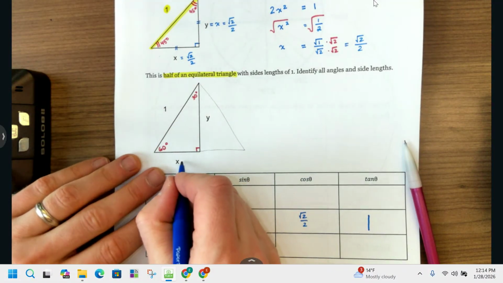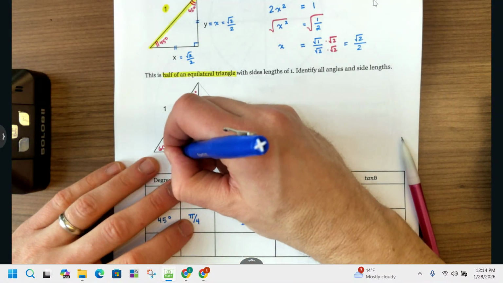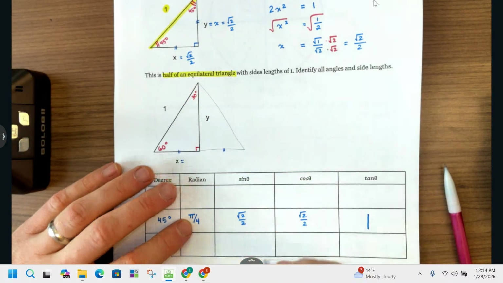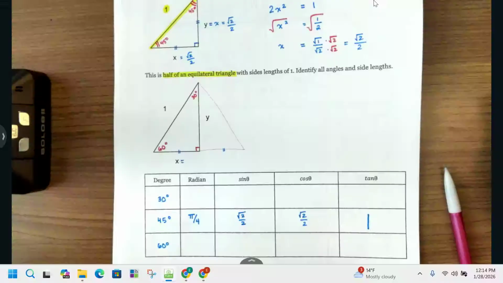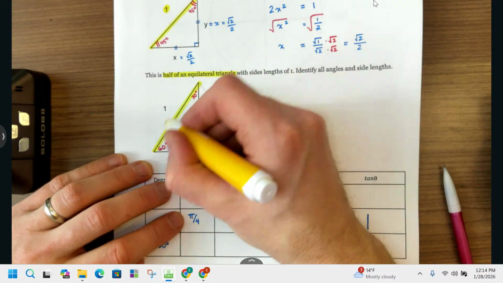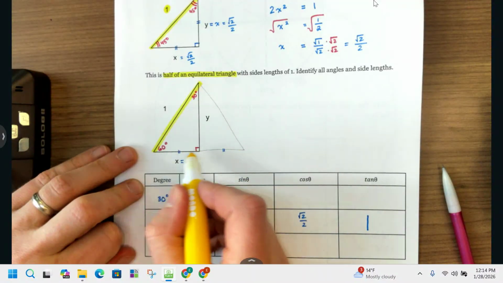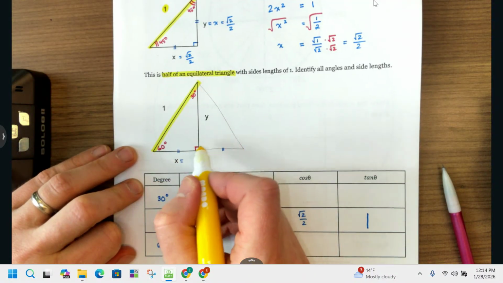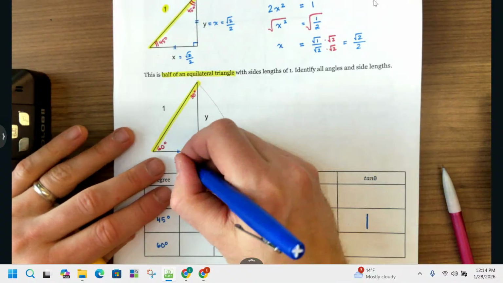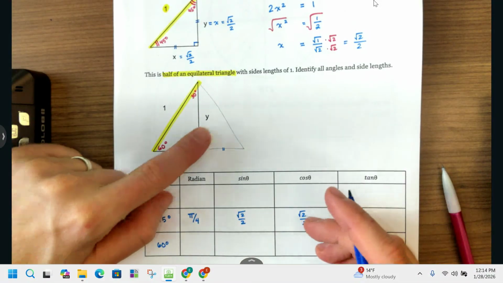Let's start with x. x is actually going to be the easy one because you can see that this and this are equal to each other. Now keep in mind that this is an equilateral triangle. So if this distance right here, our hypotenuse, is 1, then this distance right here is also 1. Cut that in half, and we're left with 1/2 right here. So we got x, let's go get y.